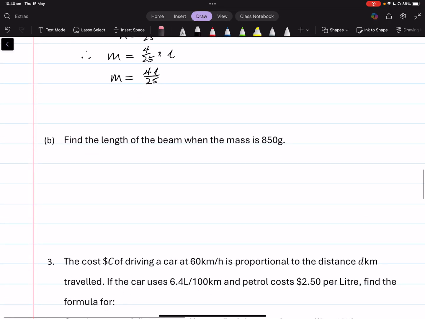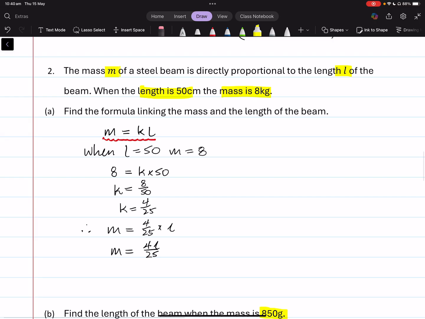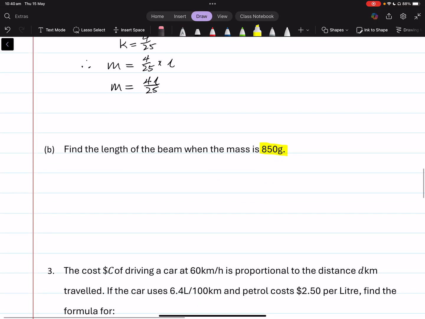Find the length of the beam when the mass is 850 grams. Now we have to be careful here. This is in grams, and yet the question is linking centimeters and kilograms. So we're going to have to change that to 0.85 kilograms when we substitute it into the formula.